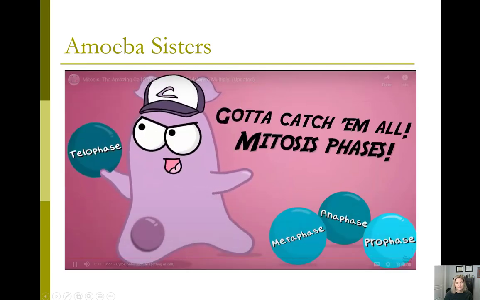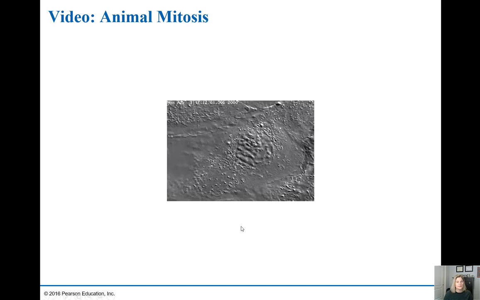Okay, so from that video, we basically got the different stages. And again, remember they have that acronym PMAT, which if you want to use the textbook's version with prophase and prometaphase, just add an extra P on there. So PPMAT. But we're going to go through each stage in detail.